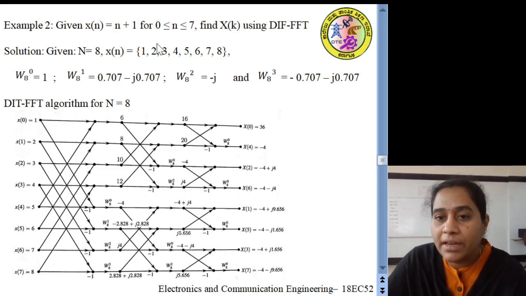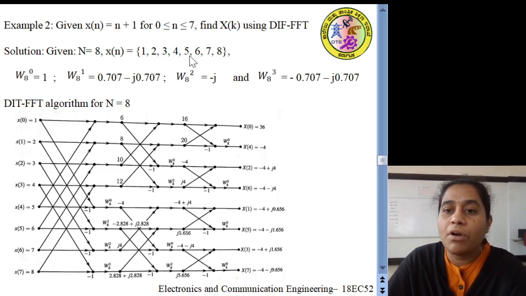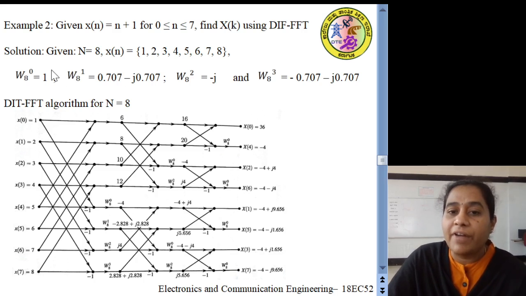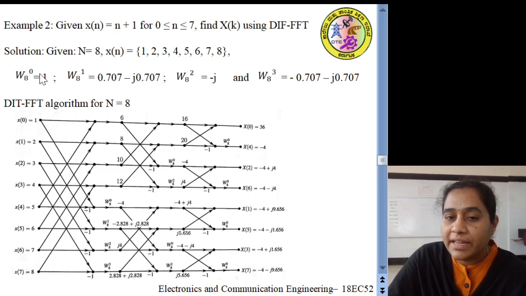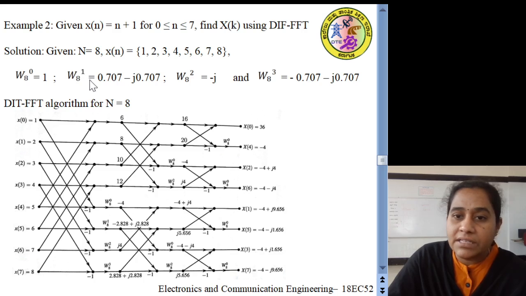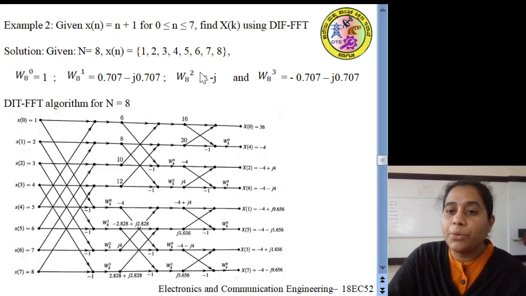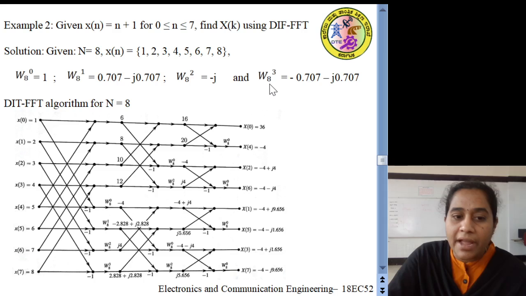So x of n we obtain 1, 2, 3, 4, 5, 6, 7 and 8. And we require the twiddle factors W8^0, W8^1, W8^2 and W8^3. If we derive the values for this, what we obtain is W8^0 is equal to 1, W8^1 is 0.707 minus j 0.707, W8^2 is equal to minus j and W8^3 is equal to minus 0.707 minus j 0.707.